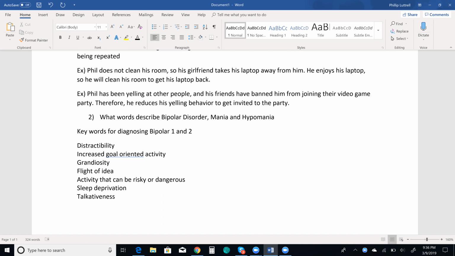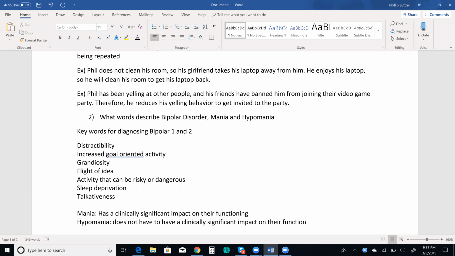And then your next question, what's the difference between hypomania and mania? Mania has all these symptoms, and hypomania has the same symptoms. But the main caveat is that mania has a clinically significant impact on functioning, and hypomania does not have to have a clinically significant impact on functioning.